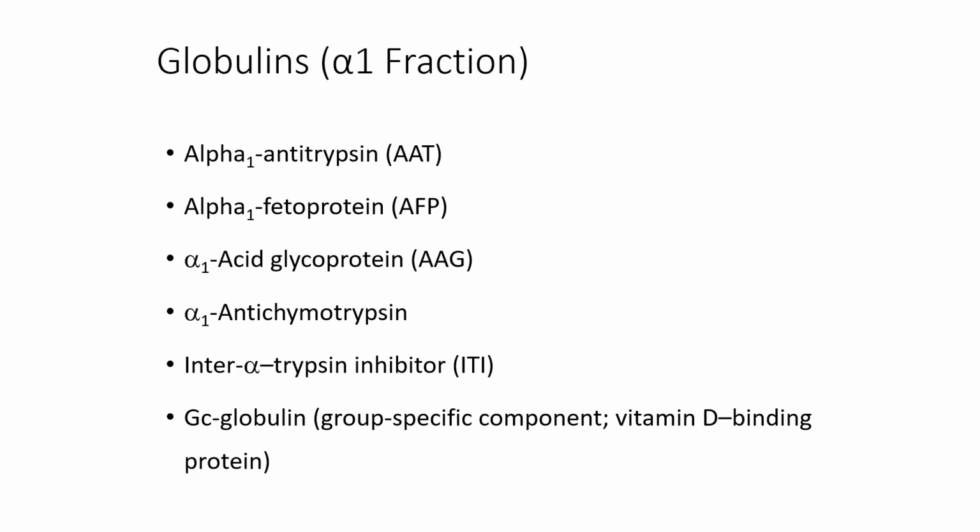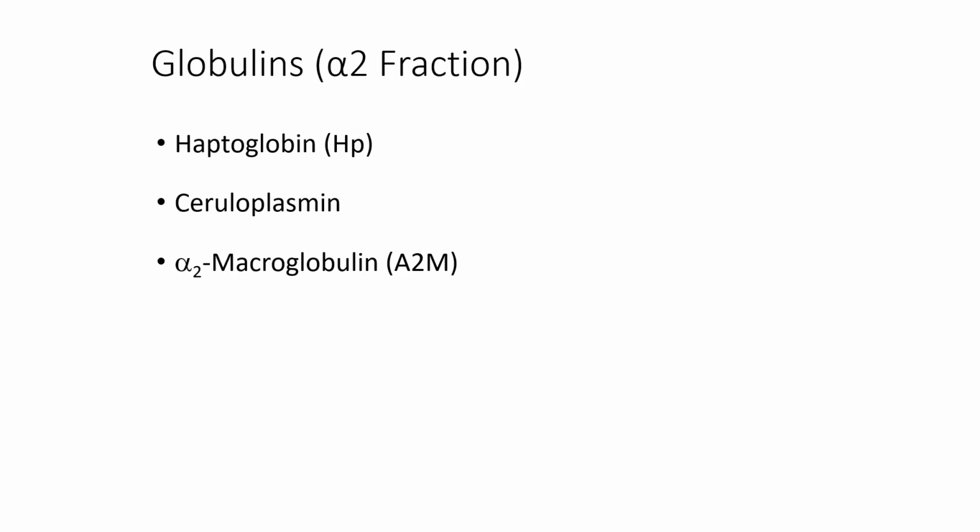The alpha 1 fraction contains alpha 1 antitrypsin, alpha-fetoprotein, acid glycoprotein, anti-chymotrypsin, inter-alpha trypsin inhibitor, and the GC globulin. The alpha 2 fraction predominantly consists of haptoglobin, ceruloplasmin, and alpha 2 macroglobulin.